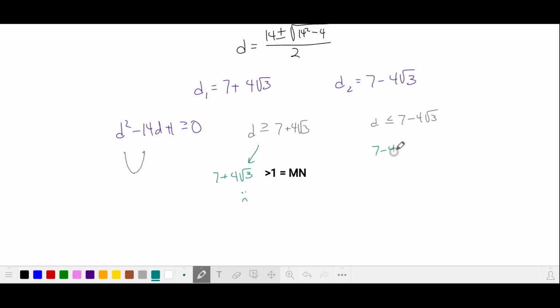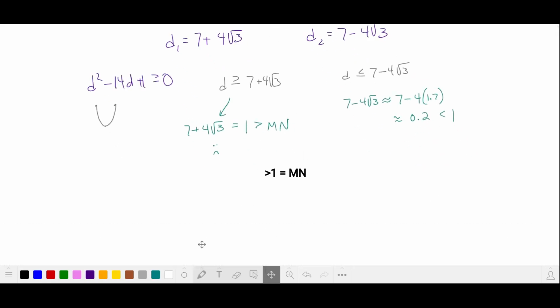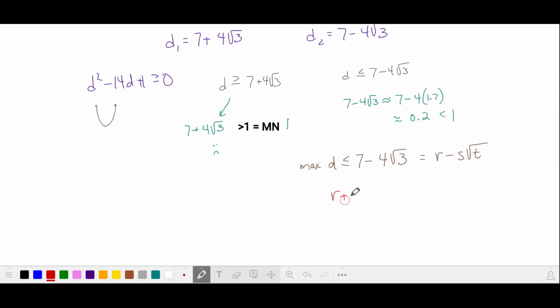Checking our other solution, 7 minus 4 root 3 is approximately, replacing root 3 with 1.7, this comes out to about 0.2, less than 1 and not negative. So our maximum d is 7 minus 4 root 3. When written like this, the sum of r, s, and t is 14.